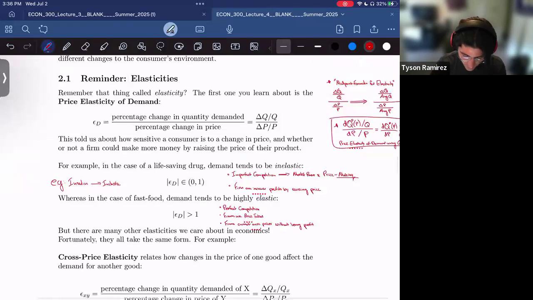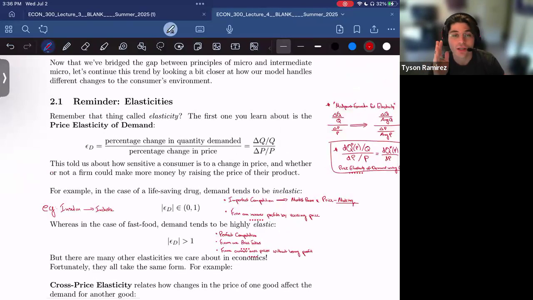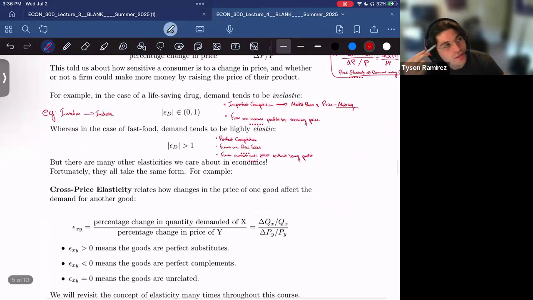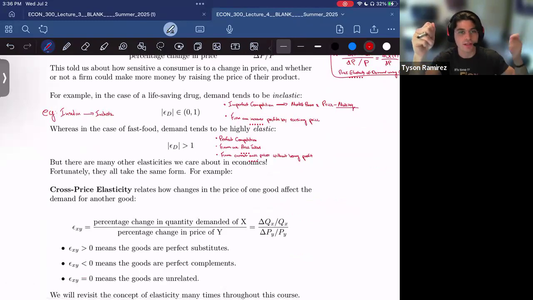All right. So that should all sound familiar. We remember elasticity from Principles of Micro. But there were also other elasticities. The general notion of elasticities in economics is pretty important, and we care about elasticities for many different things. One of the other ones that we like to consider is cross price elasticity. So how does the demand for one good change when the price of another good changes as well?